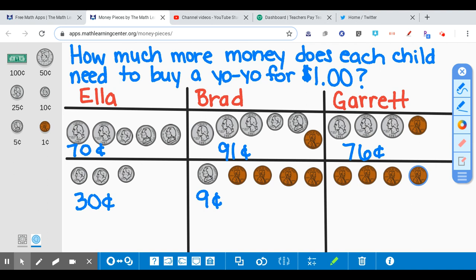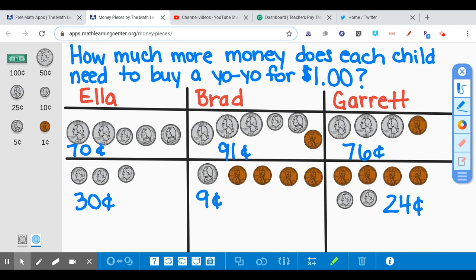And knowing back to how Ella's was, if I have 80 cents, I can add tens to get to 100. So if I start at 80 and I add a 10, I'm now at 90 cents. And if I add another 10, I'm now at 100 cents. So if Garrett adds 2 dimes and 4 pennies, he will have $1 or 100 cents to afford buying the yo-yo. So he had to add 2 dimes, which is 20 cents, and 4 pennies, which is 4 cents. So he had to add 24 cents more. And that would give him his $1.